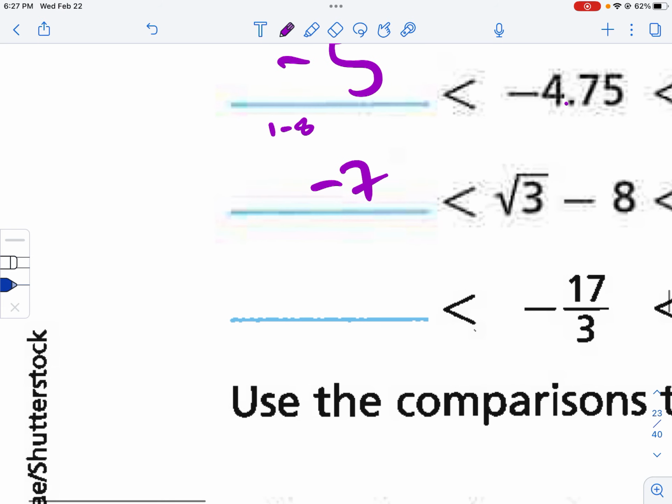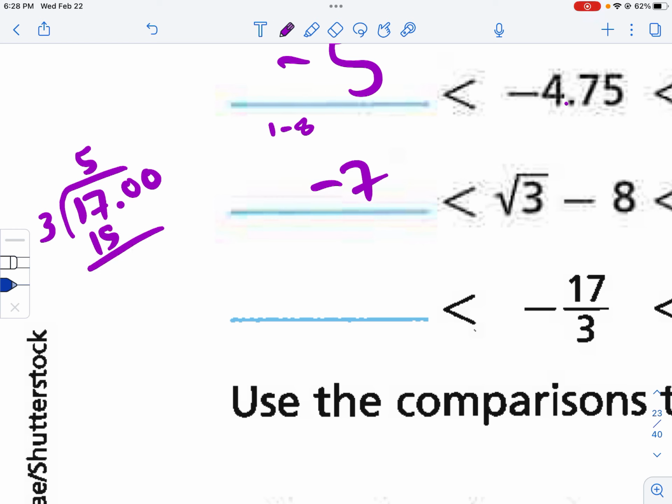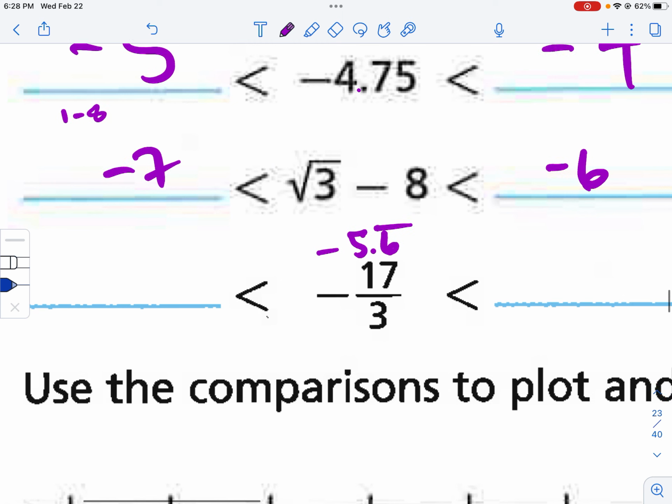17 over 3. So 17 divided by 3, that would go in 5 times. So that's going to be 15, 2, 20, so that would be 6. That's 18, 2. So that's going to be the same thing as negative 5.6 repeating. So this is between negative 6 and negative 5.